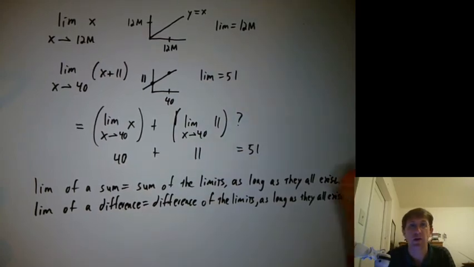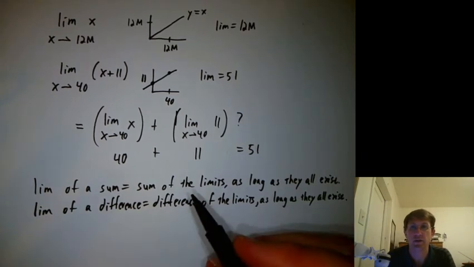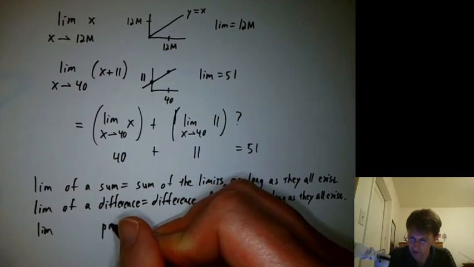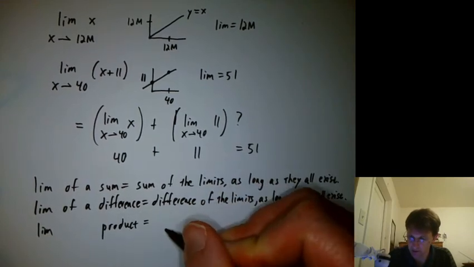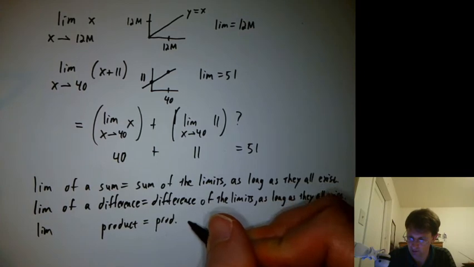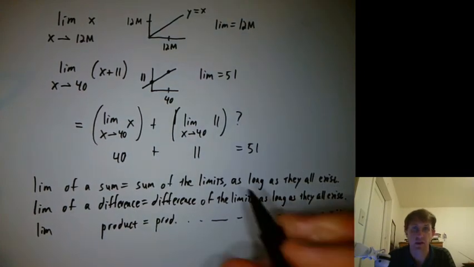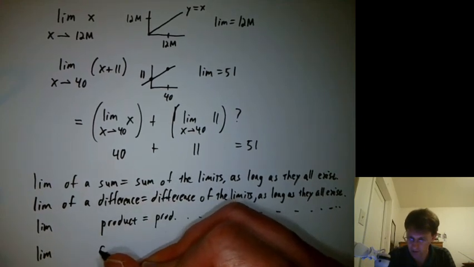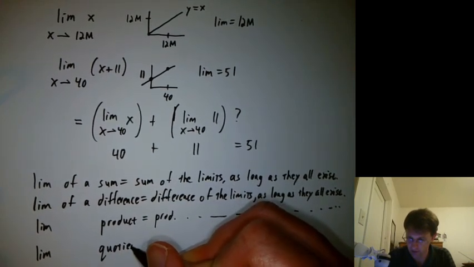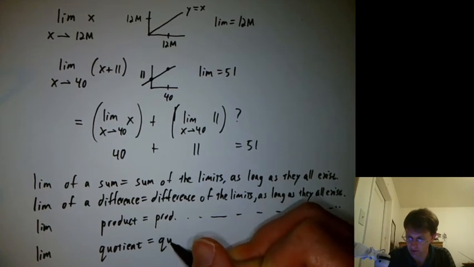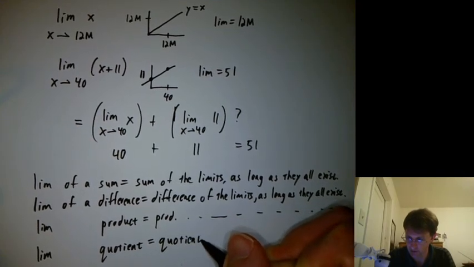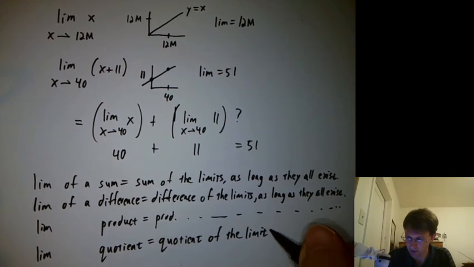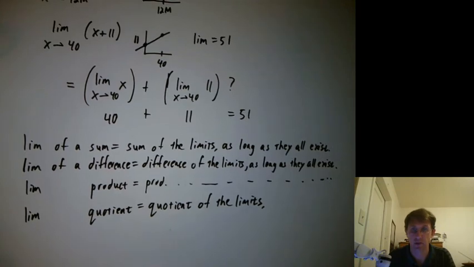Okay, so it's good for sums, it's good for differences. What else is there in the world? What's the next step? How about products? The limit of a product is indeed the product of the limits, as long as they all exist. And then after products, what is there? The limit of a quotient, and that is the quotient of the limits. As long as they all exist, not a big surprise there.